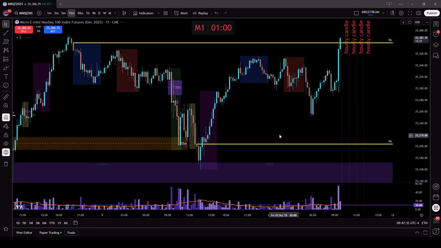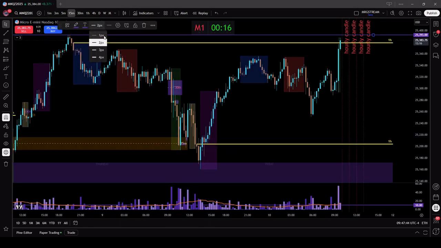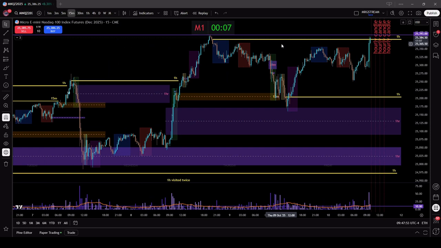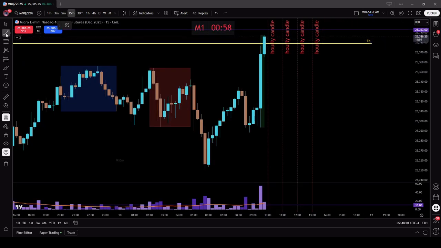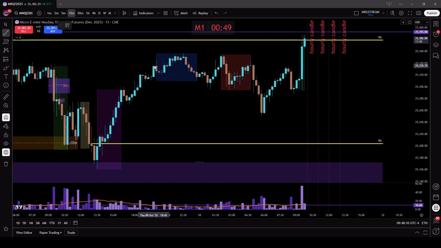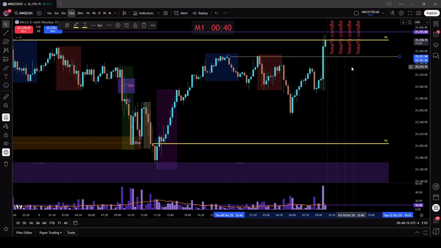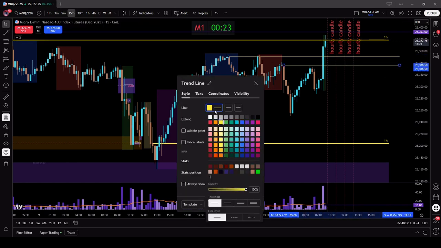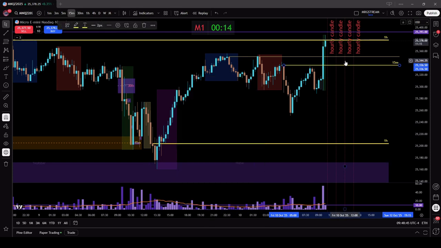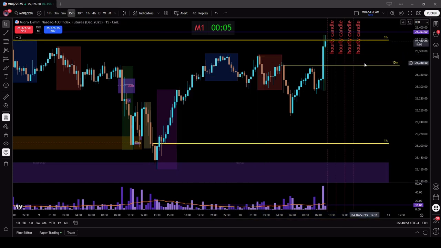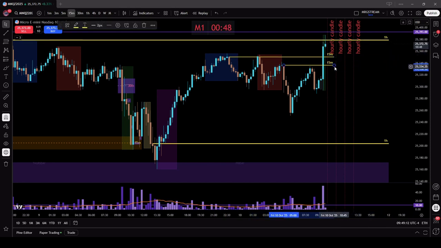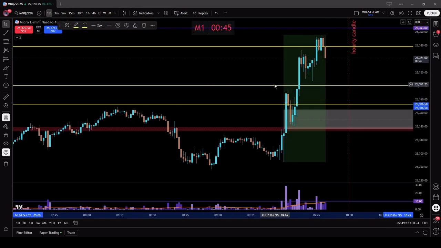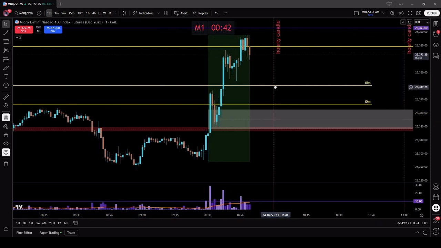As always, I started out marking levels that I like on the hourly time frame, and then I work my way back and mark a few on the 15-minute. And then we fast forward to New York Open.